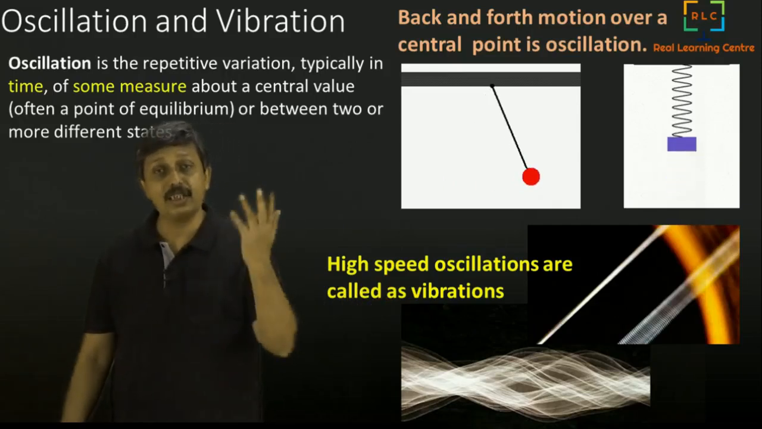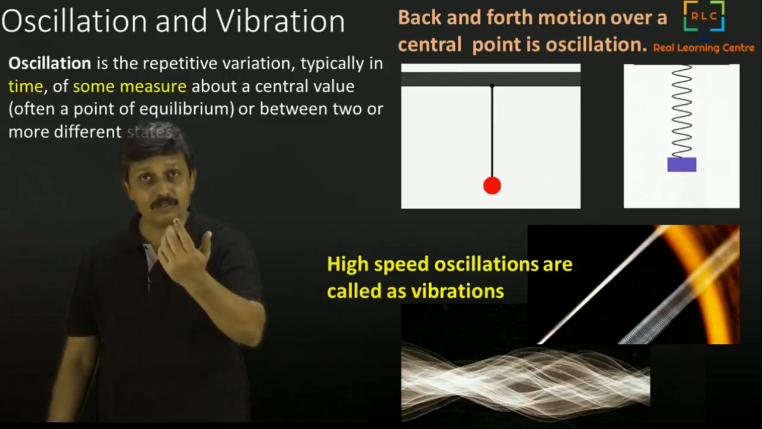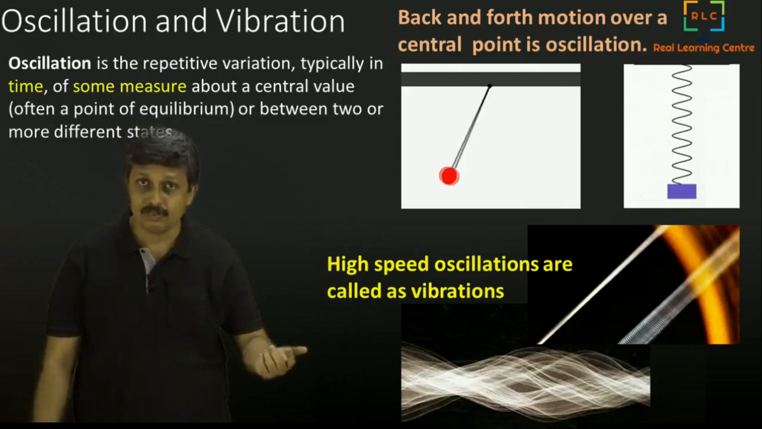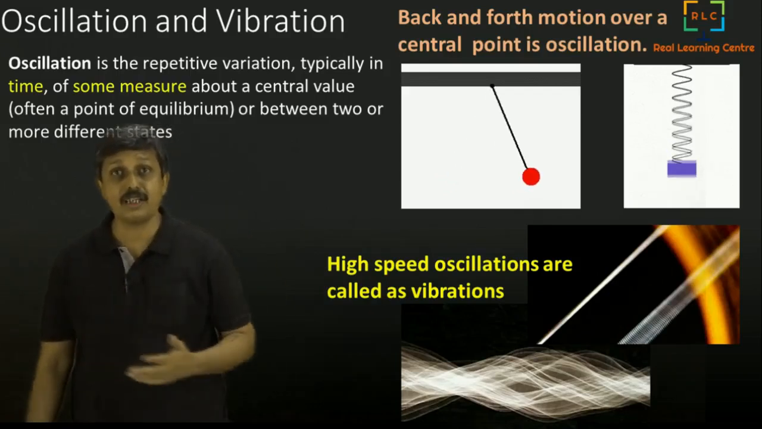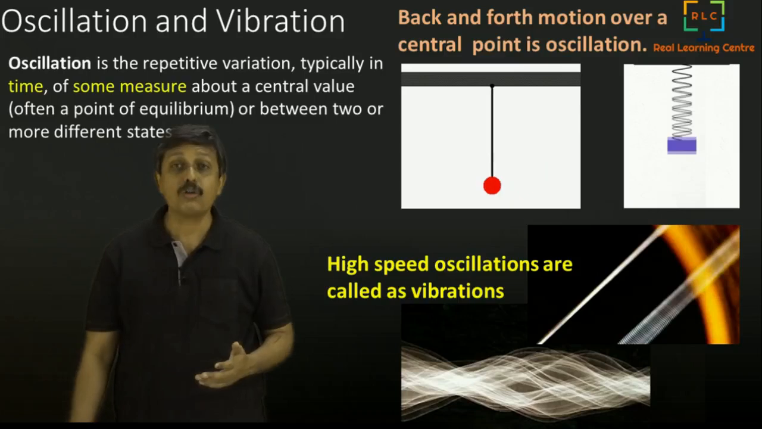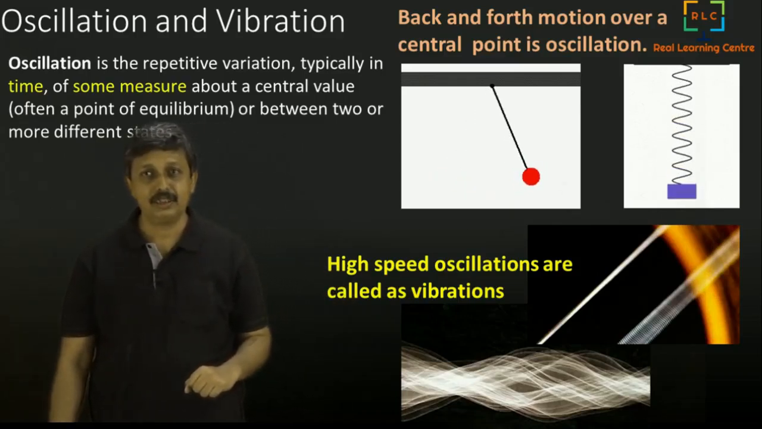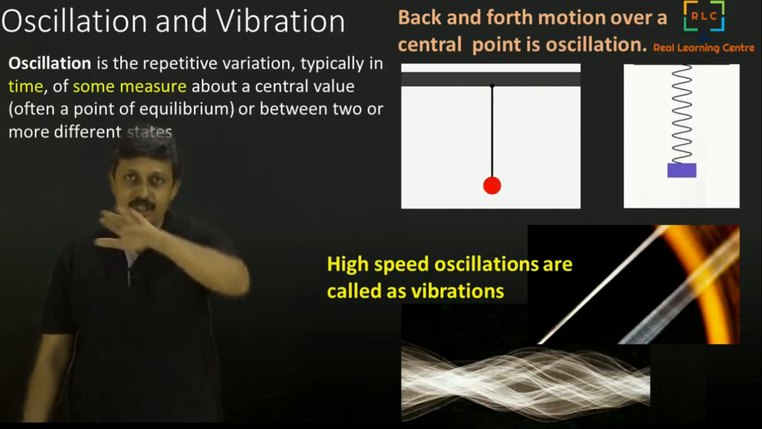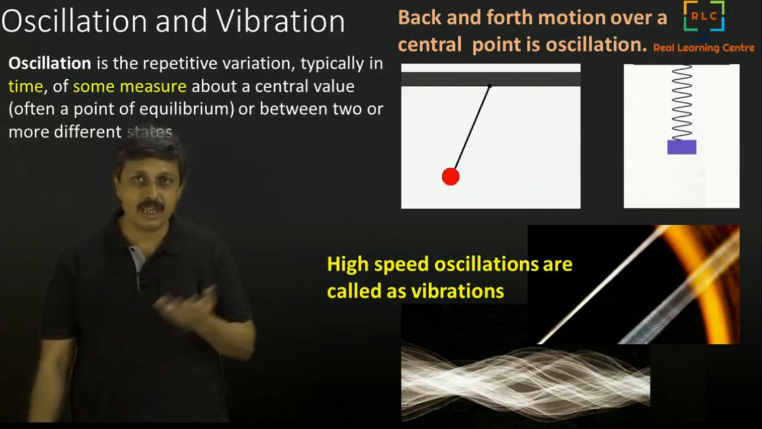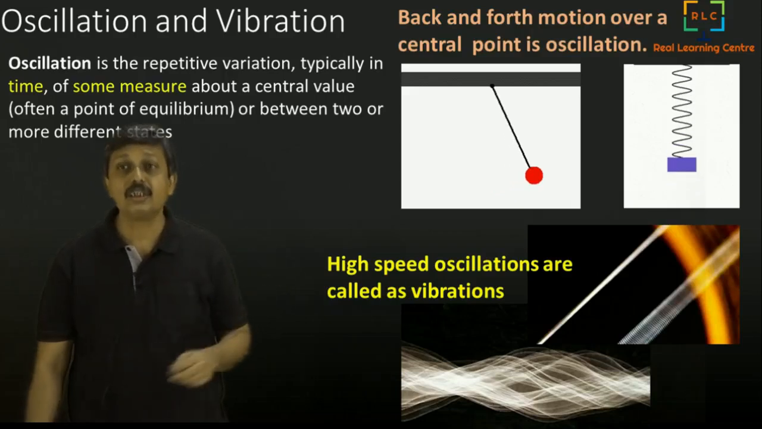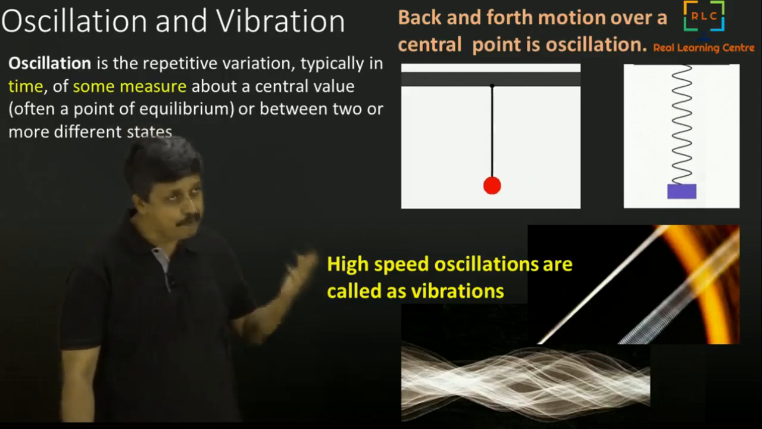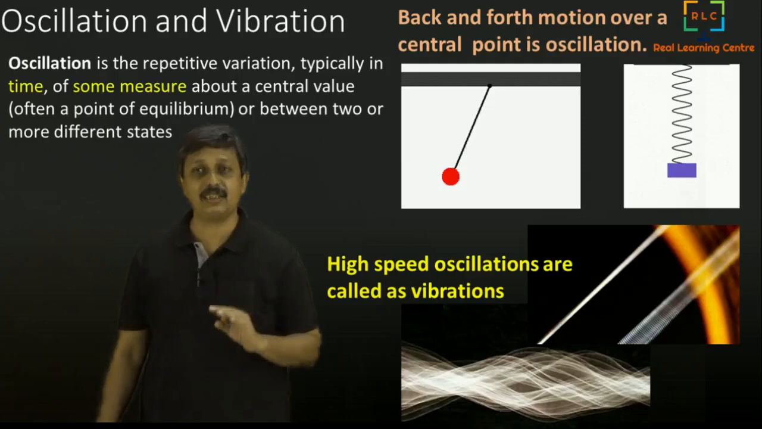Tomorrow 31, 32, 33, 35, back to 34, 35, 33, 32, 31, 30. Like that, if it keeps varying every day, we say the temperature oscillates between 30 and 35. So this is basically in an hour, you can change in time, in hours, days, whatever. So over time, typically some measure is changing, so we call it oscillation.